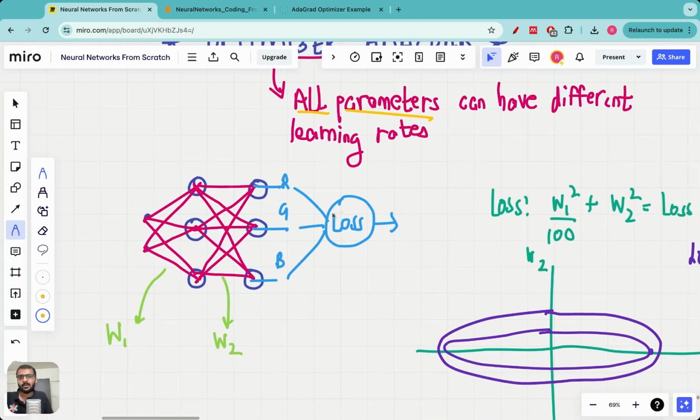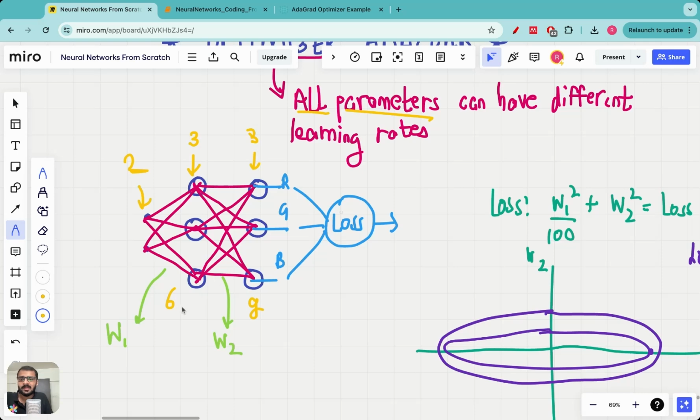Let's look at a neural network like this. This is a neural network which has two inputs over here. It has three neurons in the first layer, and it has three neurons in the output layer, which are then used to calculate the loss. In the first layer, every neuron has two weights associated with it. So there will be six weights in the first layer. In the second layer, every neuron has three weights associated with it, and there are three neurons. So there will be nine weights in the second layer.